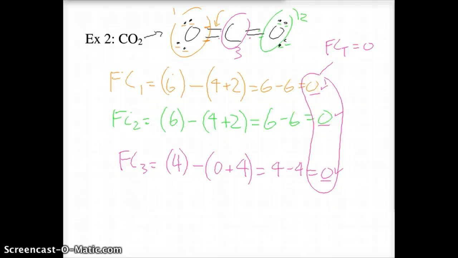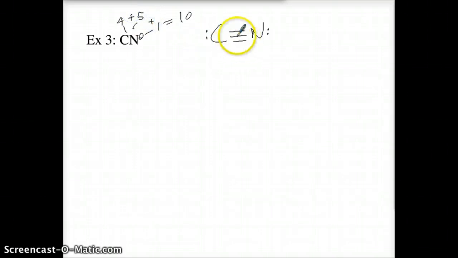One last example. CN minus, cyanide ion. Well, if we drew the cyanide ion, it would look like this. And I know that because carbon has 4 valence electrons, nitrogen has 5, and then we have 1 here, so that equals 10 total. 1, 2, 3, 4, 5, 6, 7, 8, 9, 10. But now let's talk about why this structure actually works.